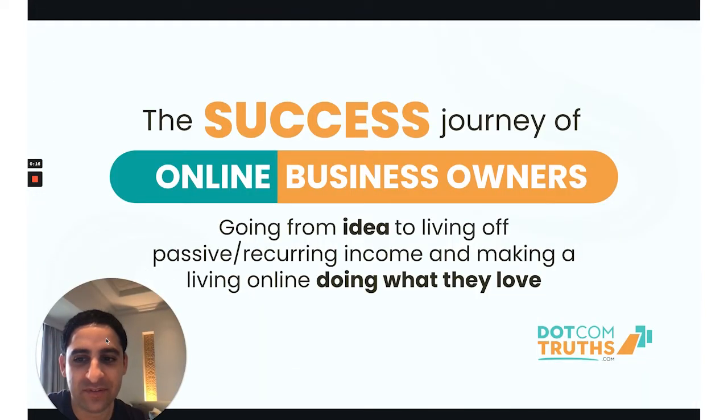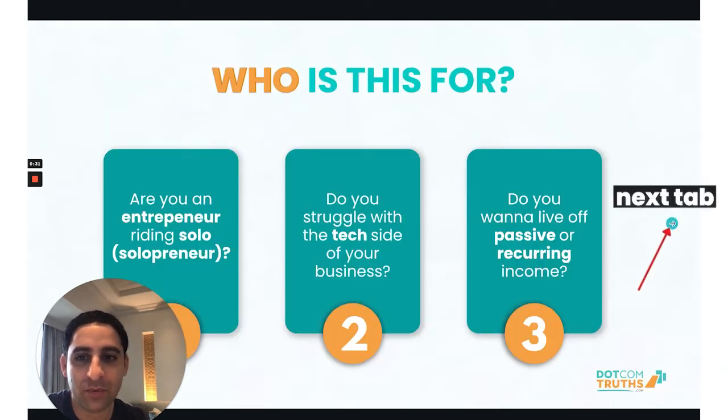Now I'm going to double click and you see here the screen is going to pop up. I have to make sure that I click here and then I can read the slide. So here's the success journey for online business owners of going from an idea to living off passive slash recurring income and making a living online doing what they love. Then I'm going to click here and we'll move to the next tab.